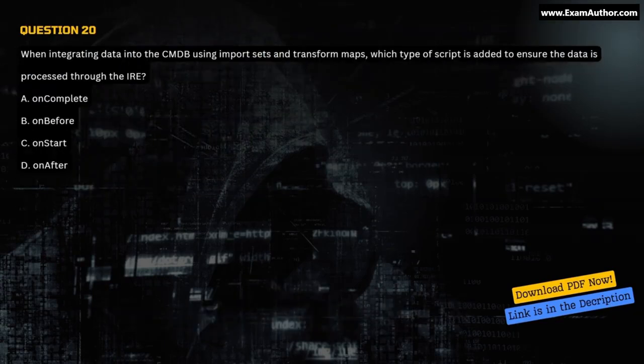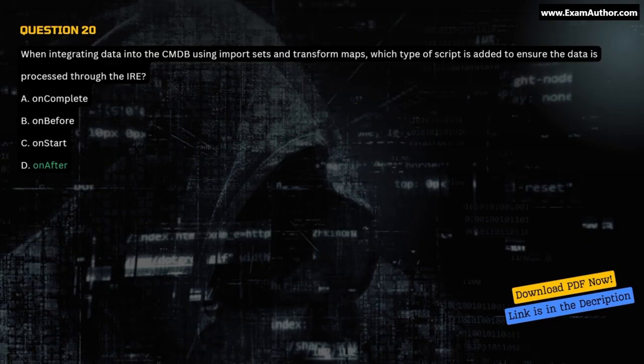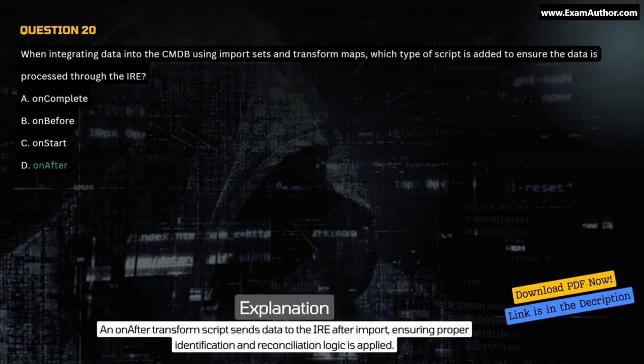Question 20. When integrating data into the CMDB using import sets and transform maps, which type of script is added to ensure the data is processed through the IRE? A. On complete. B. On before. C. On start. D. On after. Correct answer D. On after. Explanation. An on-after transform script sends data to the IRE after import, ensuring proper identification and reconciliation logic is applied.